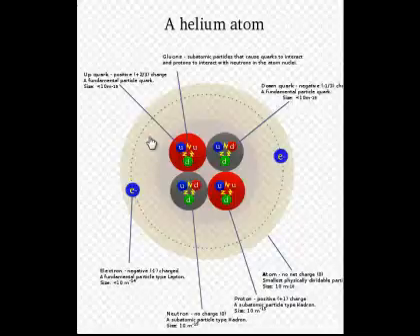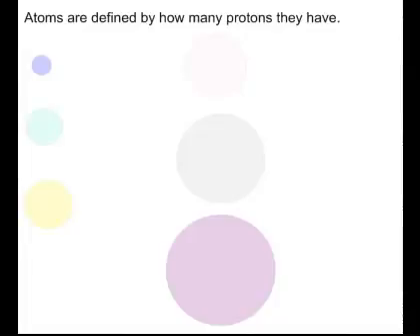You will learn in another podcast that an atom could have a different amount of neutrons in its nucleus, and an atom can also have a different amount of electrons due to bonding. But an atom will always have the same number of protons. If it doesn't, it no longer becomes that atom. It becomes a different element. Atoms are defined by how many protons they have.